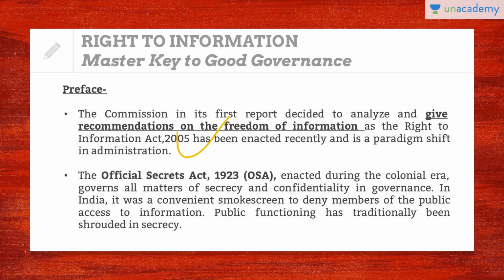So the Official Secrets Act was there in 1923, and this is a very bad act. It was enacted by the British so that their subjects, that is us, cannot get much information from them. But unfortunately that continued still. Can you imagine, it was in independent India also. It was enacted during the colonial era and it governs all the matters of secrecy and confidentiality in governance. And in India it was a convenient smokescreen to deny members of the public access to information, and public functioning has traditionally been shrouded in secrecy. So this point is very, very important. You need to understand this point.